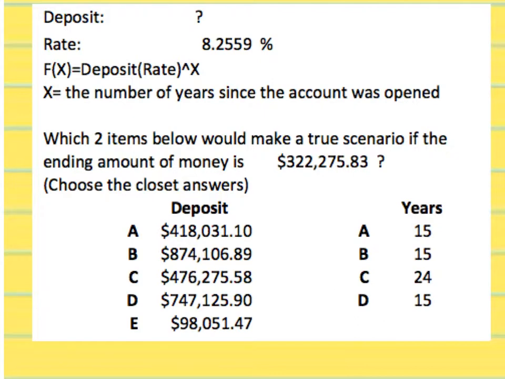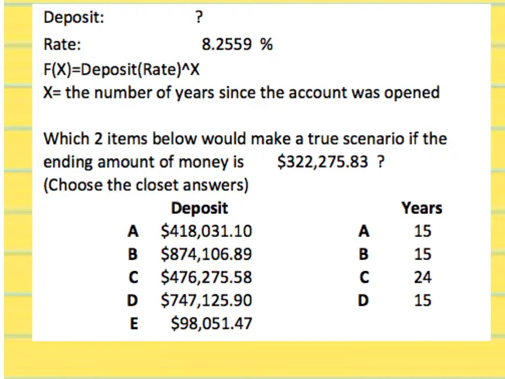Which two items below would make a true scenario if the ending amount of money is $322,000, or I should say $322,275.83? Choose the closest answers. And you'll notice in A and B the choices are the same, so that's a glitch in the program. So either one would be right if it were 15.